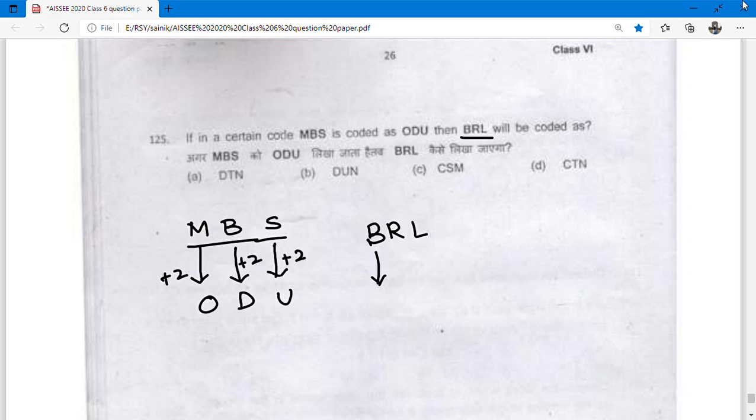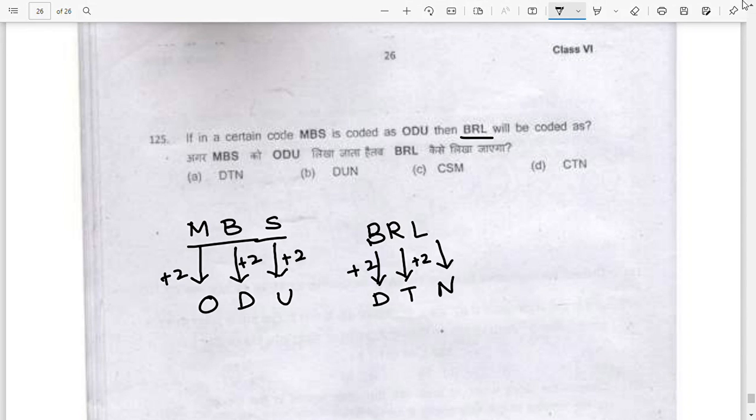So next BRL will be coded same as MBS. After B there is a C and D. After R there is a S and T. After L there is a M and N. So the correct answer will be DTN. Where it is? So the option A. Option A is DTN. So this is the correct one.